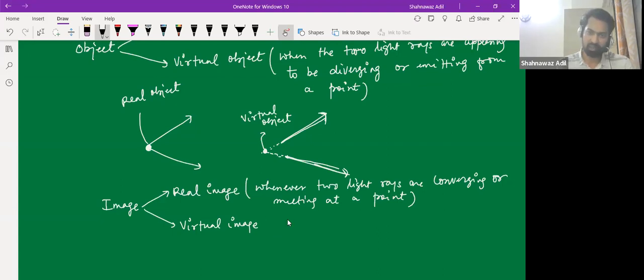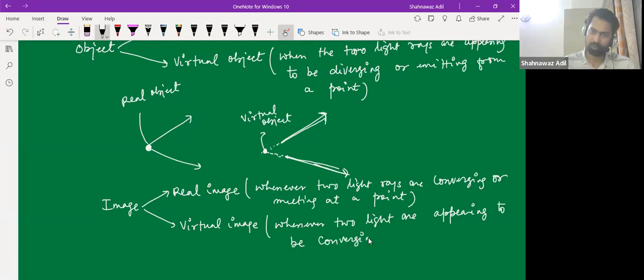And whenever two light rays are appearing to be converging, then that would be called a virtual image. Clear?